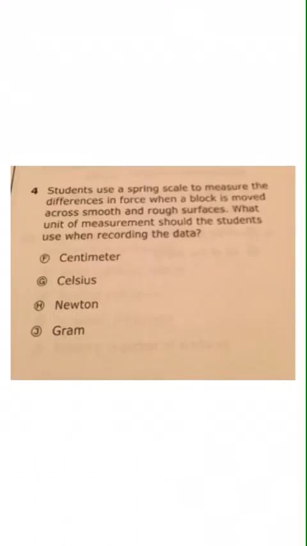Number 4. Students use a spring scale to measure the differences in force when a block is moved across smooth and rough surfaces. What unit of measurement should the student use when recording the data? F. Centimeter. G. Celsius. H. Newton. J. Gram.